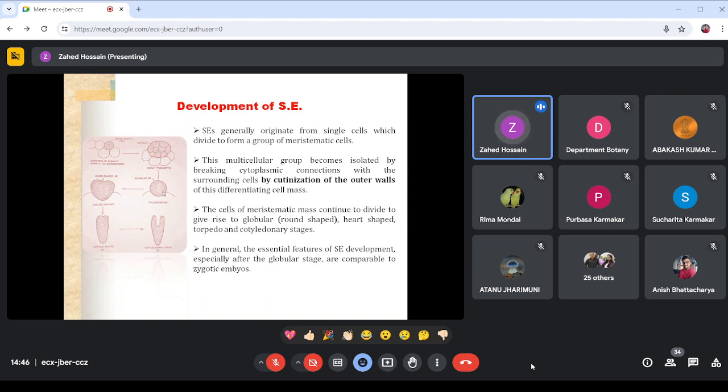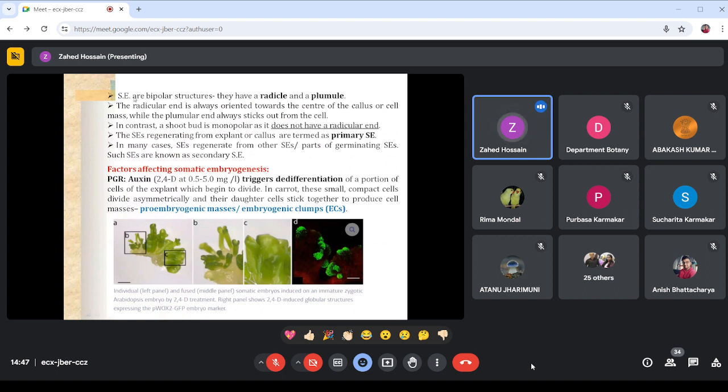Apart from this callus, you can see the globular stage. Beyond the globular stage, the heart shape, cotyledon stage, and torpedo stage are all found in the case of zygotic embryo development. Here you can find this somatic embryo. It is basically a bipolar structure. On the upside there is a plumule, and on the downside a radicle. So you can see the somatic embryos are bipolar. They have a radicle and they have a plumule.